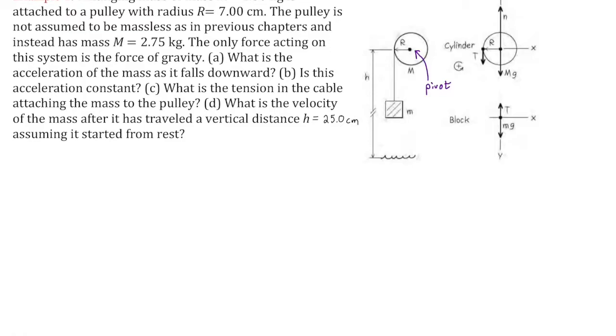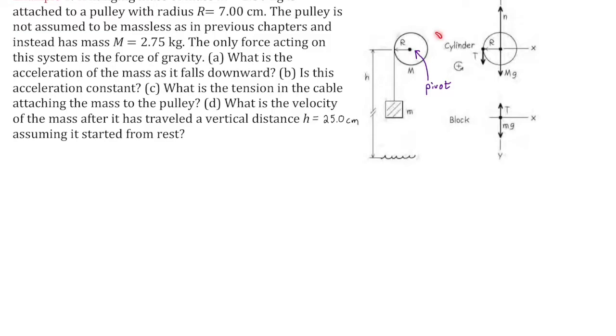All right, example 1. A hanging mass is attached to a pulley of radius 7 centimeters. The pulley is not assumed to be massless, as in previous chapters, and instead has a mass of significantly 2.75 kilograms. That's a big difference. Okay, and that's true. A lot of pulleys can easily have a significant amount of mass. The only force acting on the system is the force of gravity. What is the acceleration of the mass as it falls downwards?